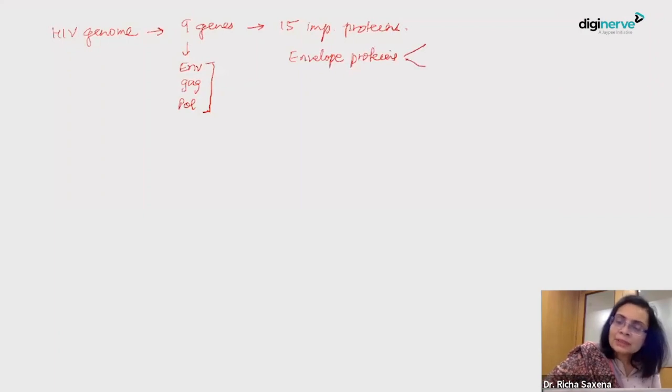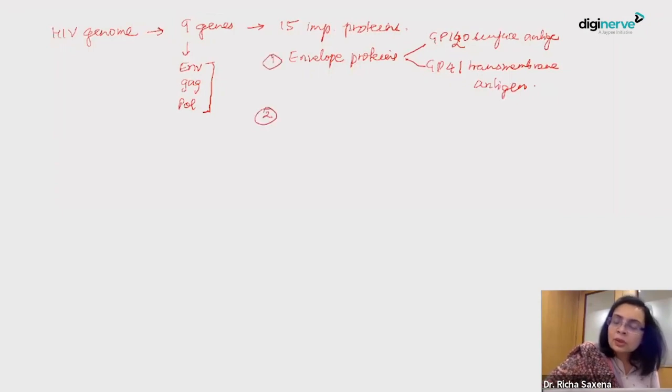Envelope proteins are basically 2: GP120, which is known as the surface antigen, and GP41, which is the transmembrane antigen. So one is the envelope proteins, two is the structural proteins.